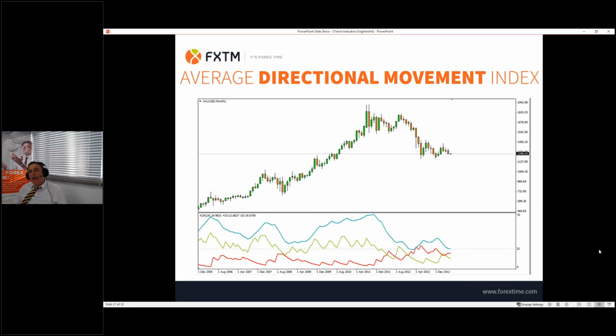But there is a prerequisite to do that. The prerequisite is that at all times the ADX, the blue line, has to be above 25. So first we wait for ADX to go above 25, and then we look for the crossing between the green and the red line to enter the market.